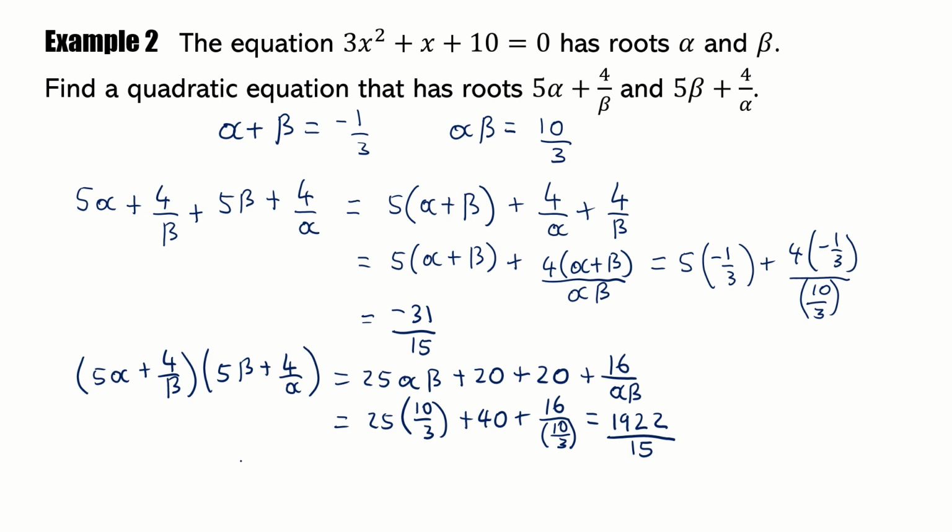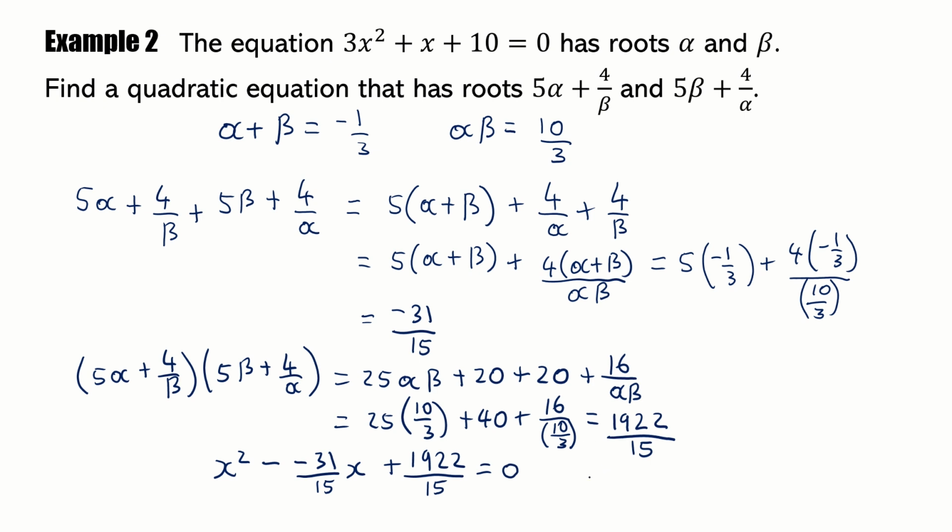but therefore if we now need to find the equation of the quadratic that has these new roots, it's just going to be x squared minus the sum of the roots, which we already found was minus 31 over 15, and that's going to be how many lots of x we have, and then we've got 1922 over 15 will be the term we have on the end.